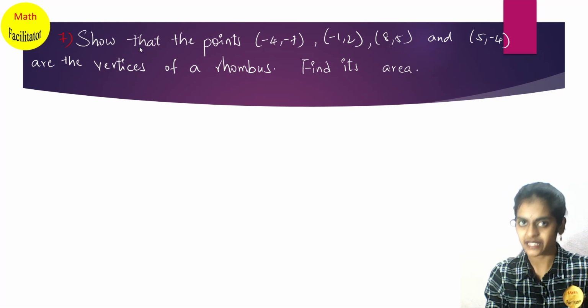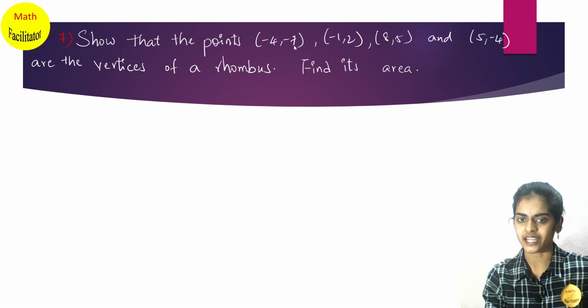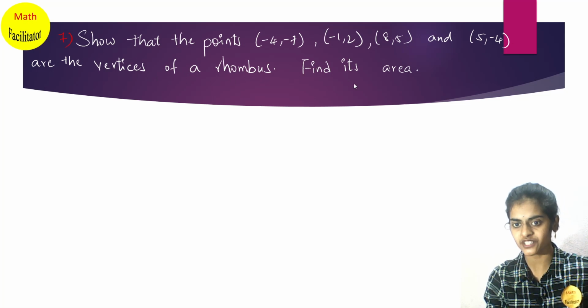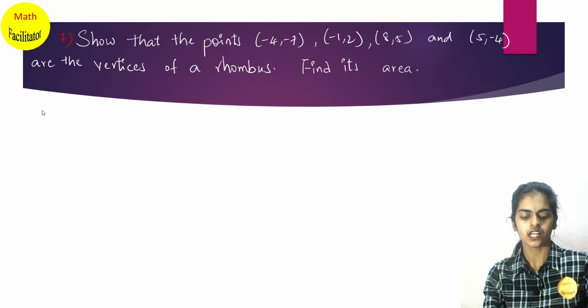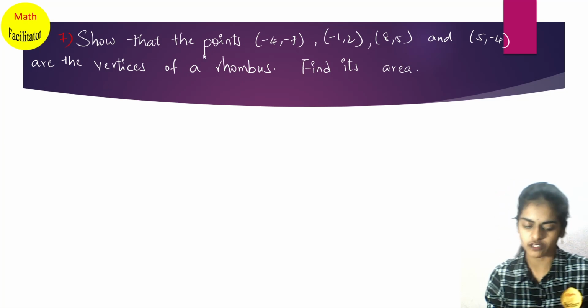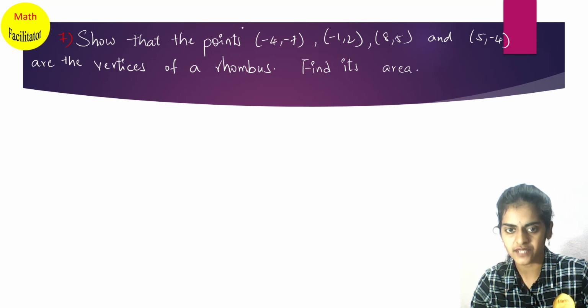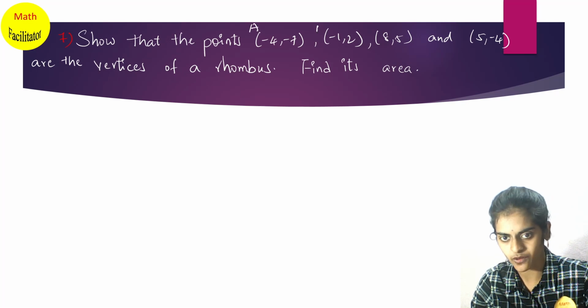So question number 7, show that the points (-4, -7), (-1, 2), (8, 5) and (5, -4) are the vertices of a rhombus, and also find its area. Okay, so this is one of the important model questions. Wherein I'm just taking this point as A, this point as B, this is C and this is D.